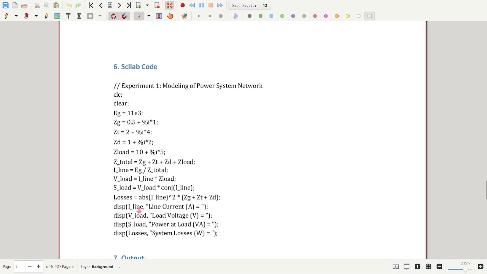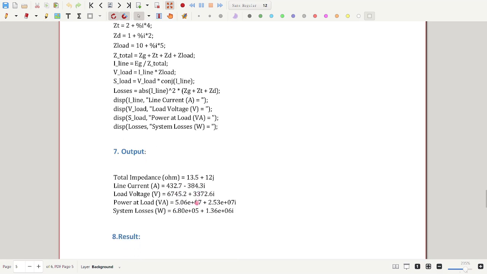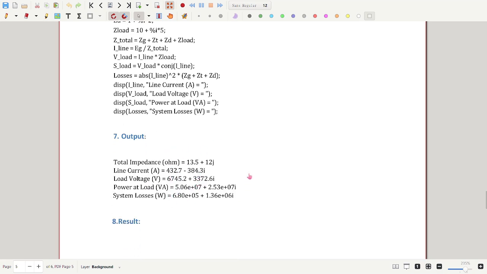So we display the line current, how much we are going to get, the load current, the S load in VA, and the losses. The output you are going to get will be like this.